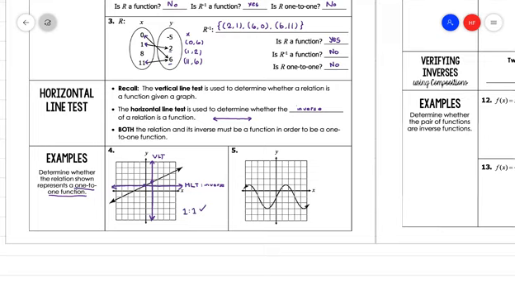Then on number 5, we'll do the same thing. I'm going to pick any part of the graph to draw my vertical line through, and I see that I'm only passing through one point. So it passes the vertical line test. This is a function. And then when I draw on my horizontal line, I'm crossing 3 times. So it does not pass the horizontal line test, which means it is not one-to-one.